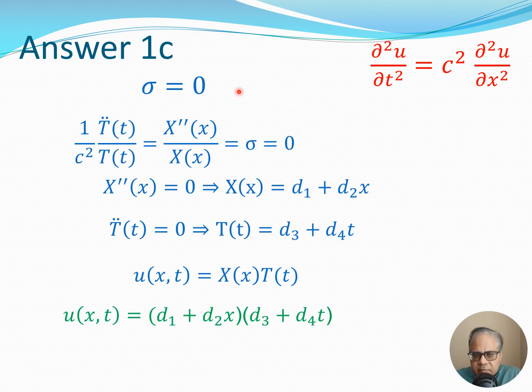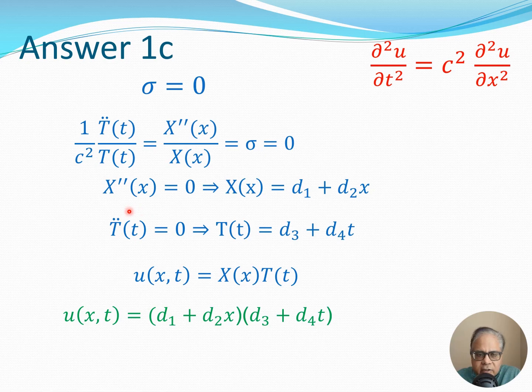So what happens if sigma is 0 is that these two equations here will simply become 0. So in that case I can write two equations. One of them will be X double dash x equal to 0 and the second is T double dot t equal to 0. So from this I get the solution X of x is d1 plus d2 x and T of t is d3 plus d4 t.